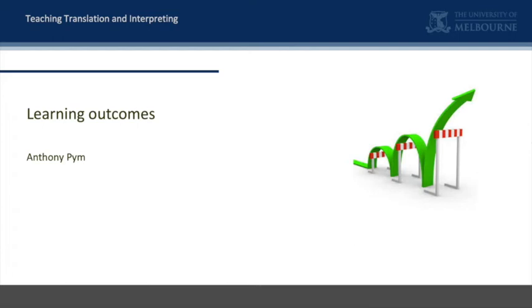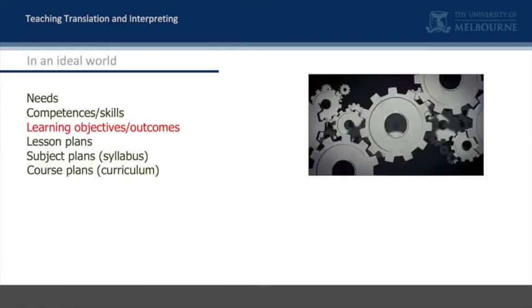We turn now to learning outcomes. This topic fits into our sequence in this way. We looked at the needs for translator training or translator education, then how that's been analyzed in terms of competences or skills. Now those competence skills are turned into learning objectives or learning outcomes. We'll come to the difference in a minute. And that then leads to what you actually do on the different levels of training.